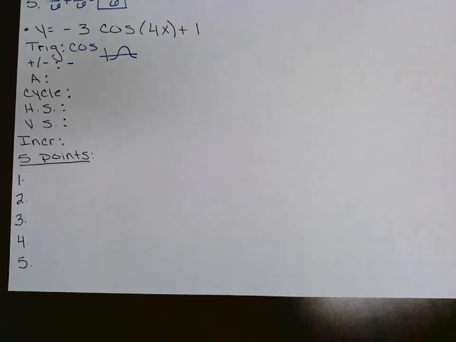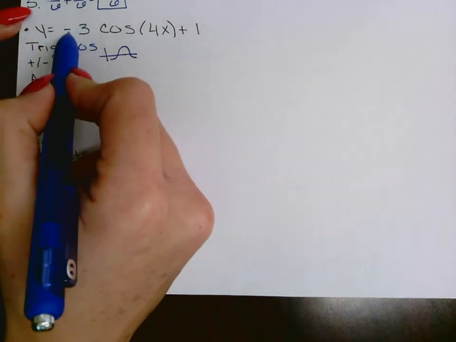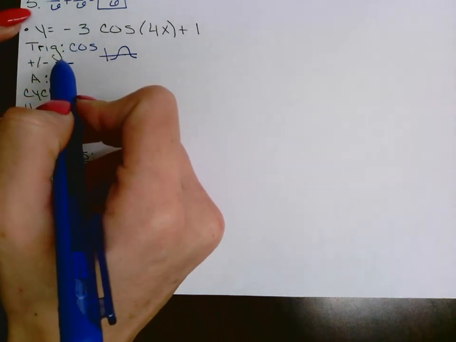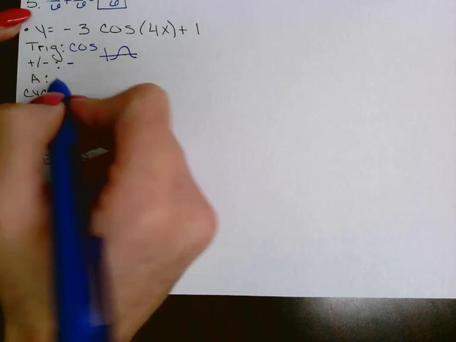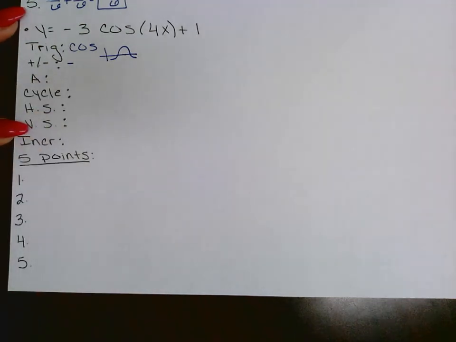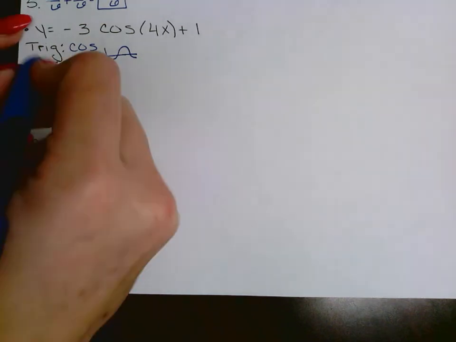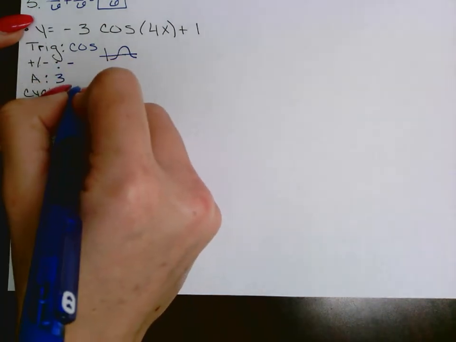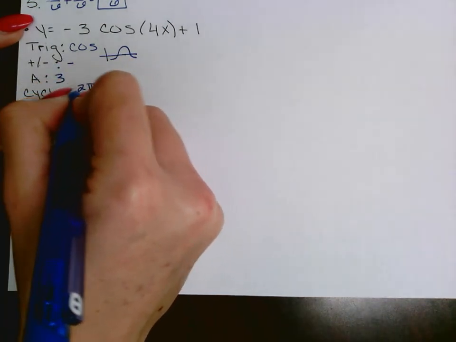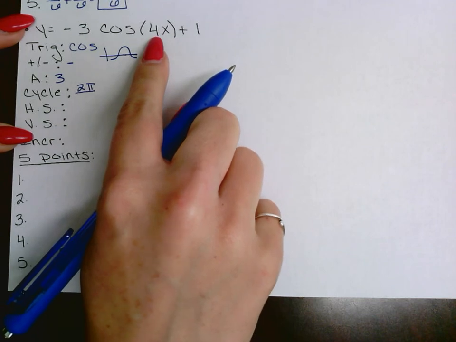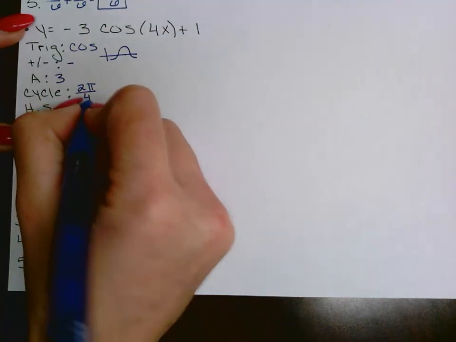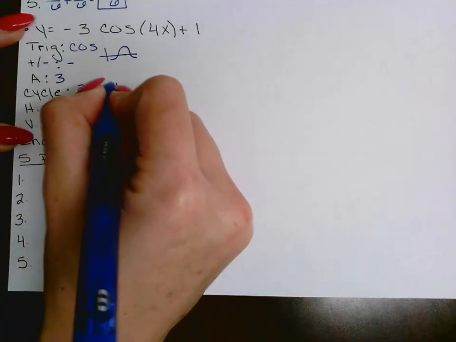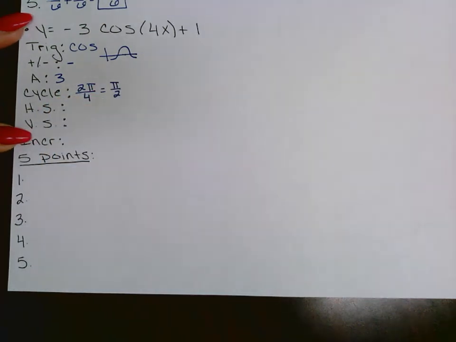So now my amplitude is 3. If you write -3 or +3 on your paper, it's fine as long as you remember that amplitude goes in both directions. So whether you put the positive or negative doesn't matter, as long as when you draw it, you go up 3 and down 3. My cycle, again, is 2 pi divided by b. Here, my b is 4. This reduces to pi/2. Okay?